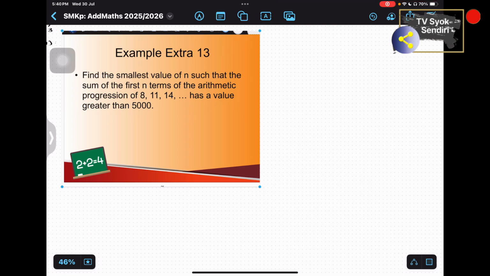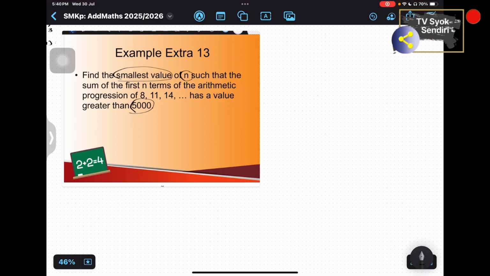Okay, so now I have my 13. Now they say find the smallest value of n such that the sum of the first n terms for the arithmetic progression A has a value that is greater than 5,000.